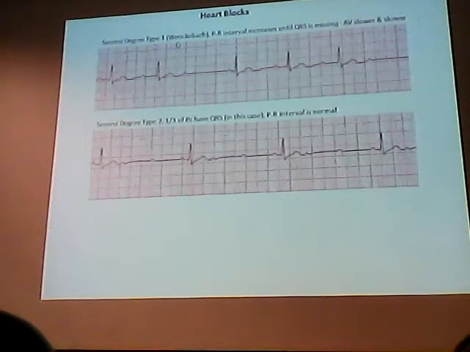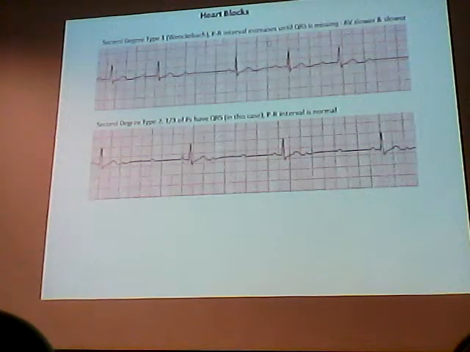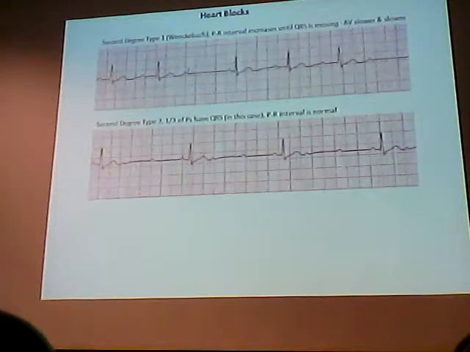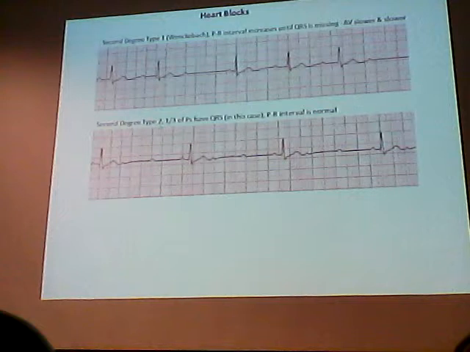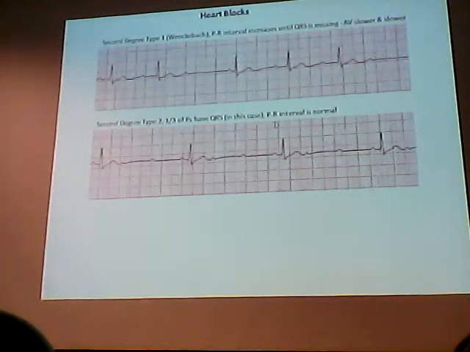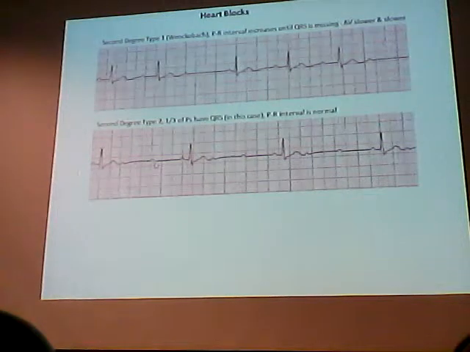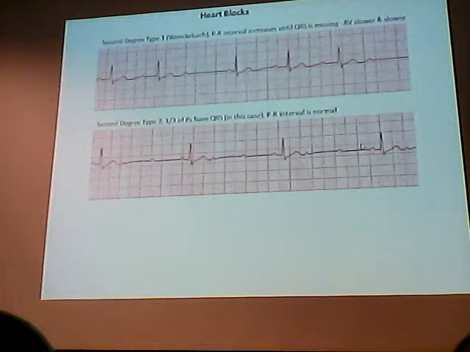Second degree, type 1, is when the PR intervals start increasing until a QRS is missing. So the AV is getting slower and slower. So first you hit it, a little bit of delay, you completely missed it. You hit it, delay, completely missed it. Whereas type 2 is when you've got a normal PR interval, but the QRS only responds to like every third P wave. So it's like, I responded, I didn't, I didn't, I did, didn't, did, something like that.